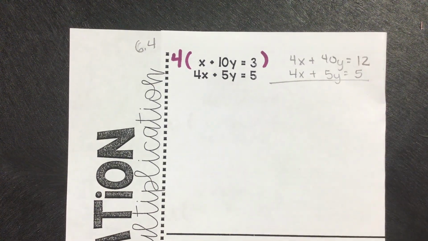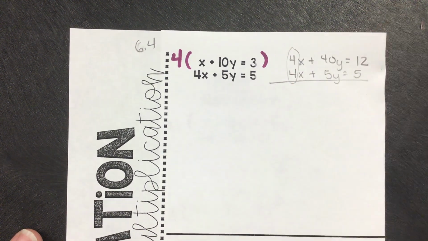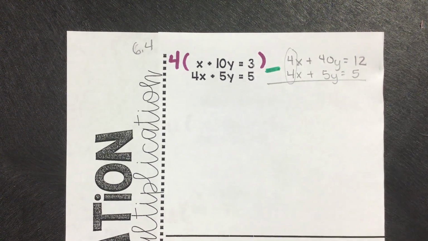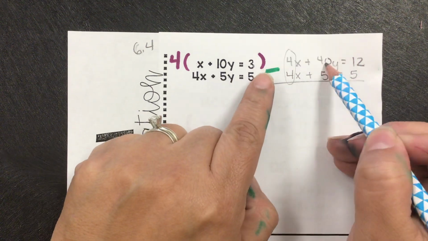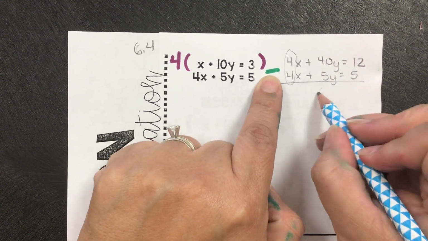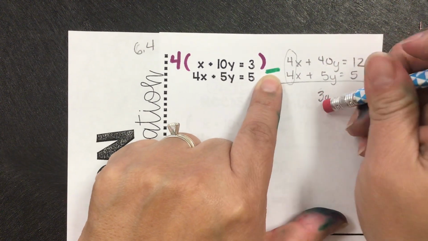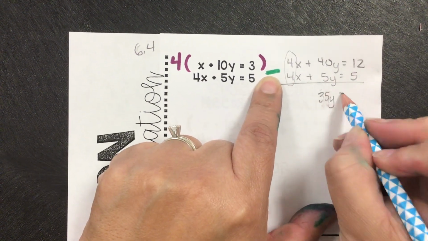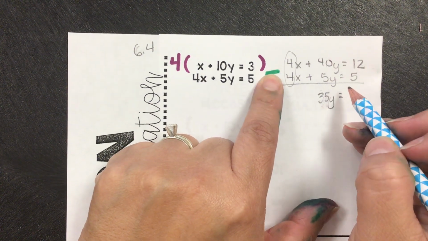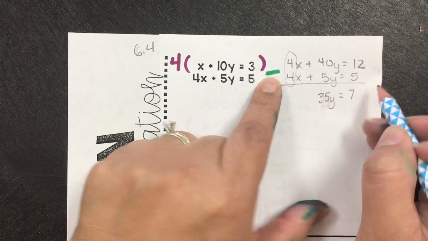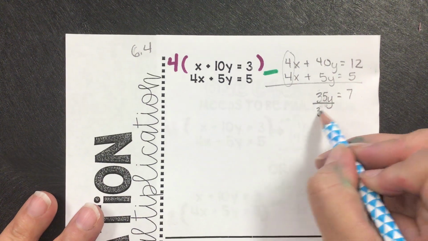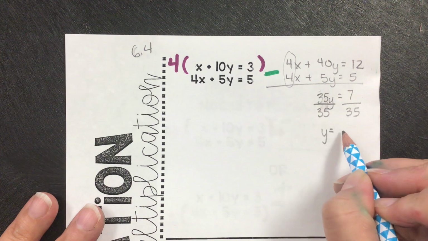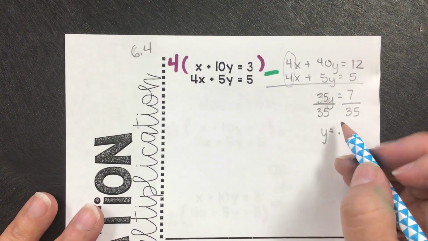We have the same sign in front of the 4's, so we have to subtract. That gives me 40 minus 5, which is 35y. The other one is 12 minus 5, which gives me 7. I'm going to divide both sides by 35 because that's the one with the variable. Y is equal to 0.2.